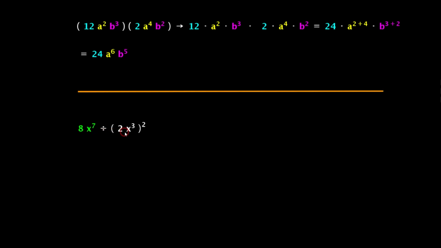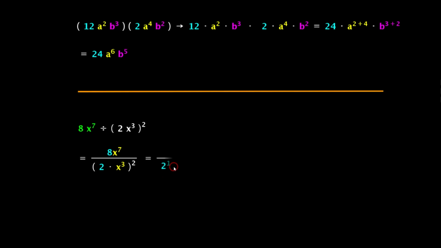Another example, of division. The green value has to be divided by the white value. It's a division and it's an algebraic division. So we have to write it in fraction form. The green value is 8 times x to the power of 7 divided by, we just copy and paste this value, which is 2 times x cubed, all squared.